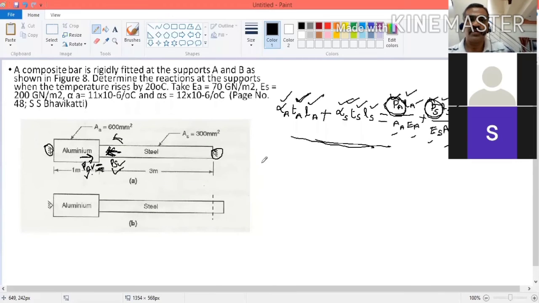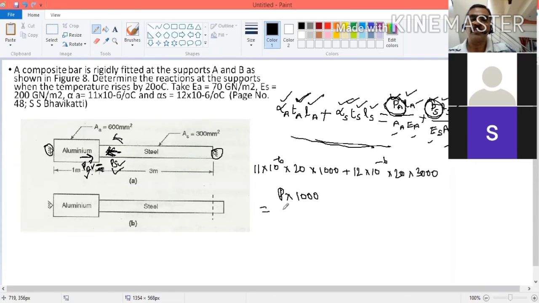So now you can substitute. Alpha A is 11 into 10 power minus 6, into temperature 20 degree. LA is 1 meter, which means 1000 millimeter, plus alpha S, which is 12 into 10 power minus 6, temperature is 20, length is 3 meter, so 3000 millimeter. This will be equal to P by LA, which is 1000 divided by AA, which is 600, into Young's modulus. What is the Young's modulus of aluminum? It is 70 gigapascal.